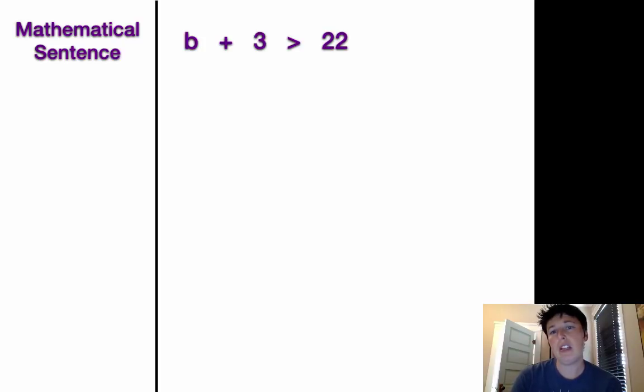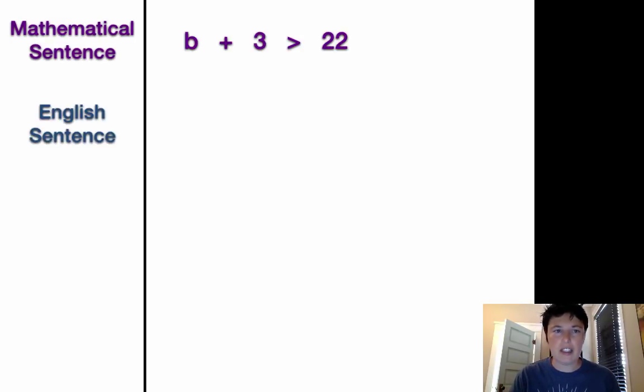B plus 3 is greater than 22. Go ahead and write that down. B plus 3 is greater than 22. This is what we call a math sentence. But we could totally translate this sentence. I could switch it into an English sentence.